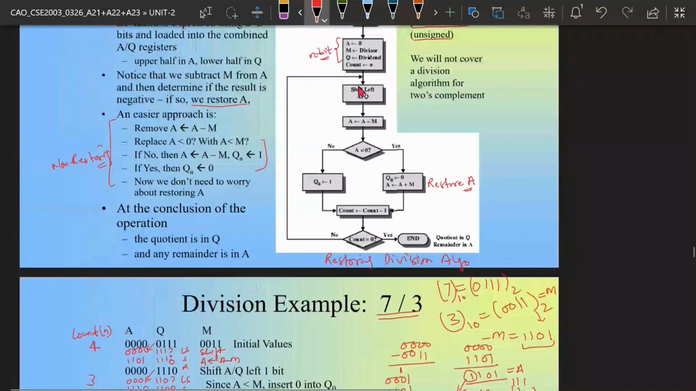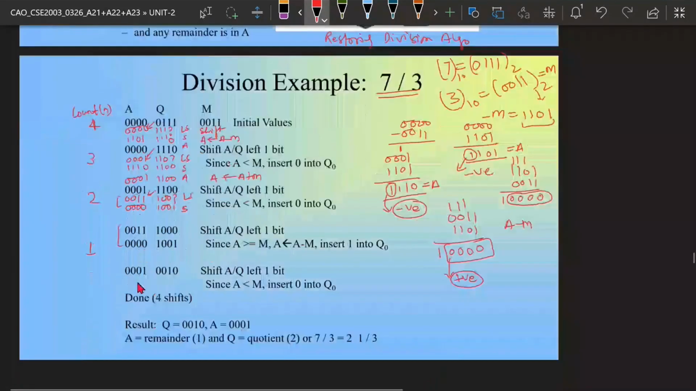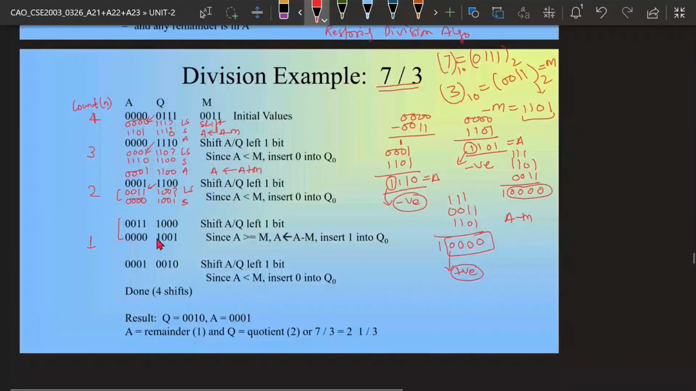So A and Q, this is the same A and Q. Once we have done the A and Q, we should be shifting it left. Once we shift it left, it is 0, 0, 0 and this 1 will come out here. So it is 0, 0, 0, 1, and then 0, 0, 1, and there will be a question mark, like what should be the number.